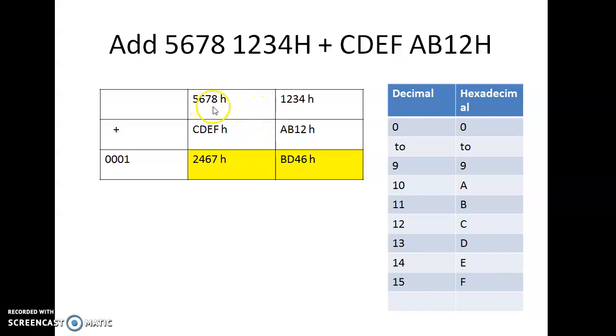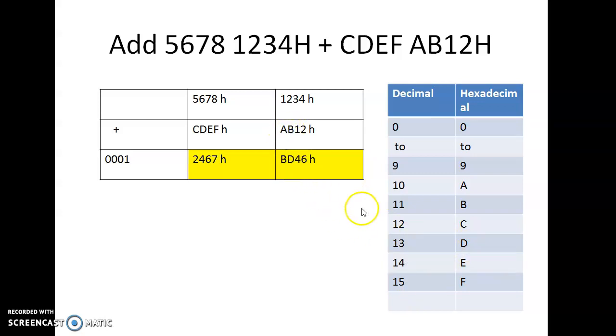We have got two hexadecimal numbers: 5678 1234, and the second one CDEF AB12. We have to add these two hexadecimal numbers. We'll see how to add this. 4 plus 2 is 6, 3 plus 1 is 4. What is B? B is 11. 11 plus 2 is 13. What is the equivalent of 13? It is D. So I have made it D.